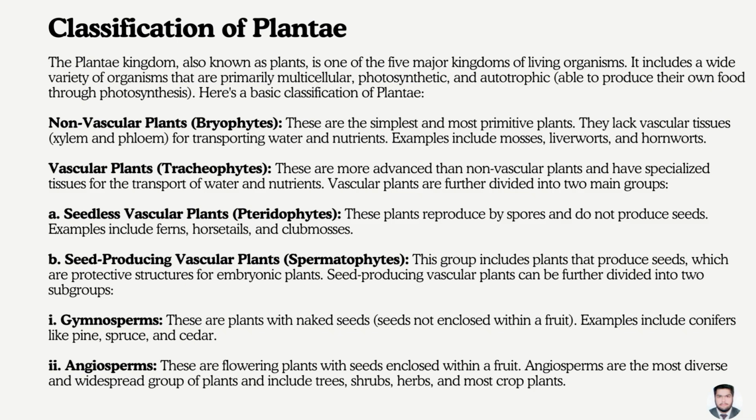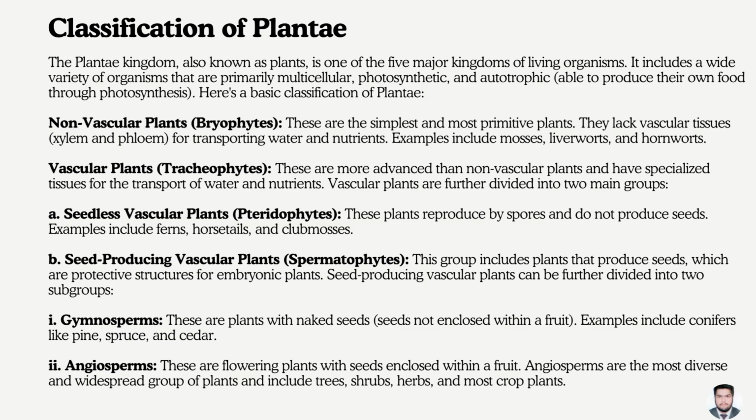Non-vascular plants, Bryophytes. These are the simplest and most primitive plants. They lack vascular tissues, xylem and phloem, for transporting water and nutrients. Examples include mosses, liverworts, and hornworts.